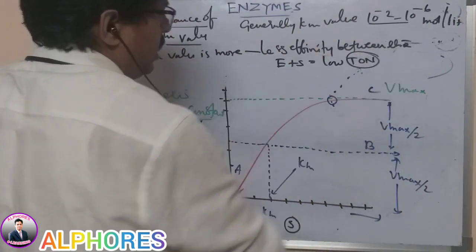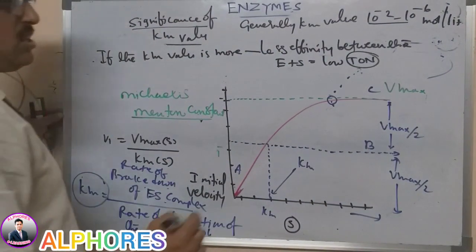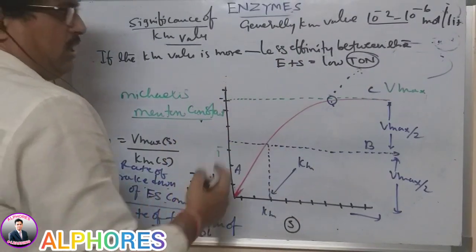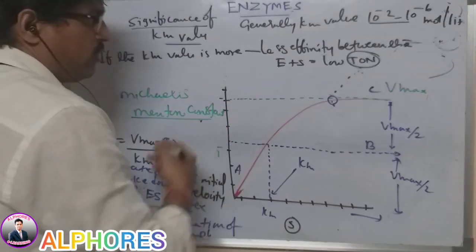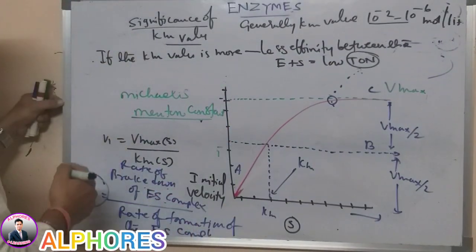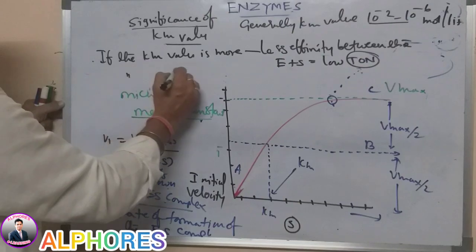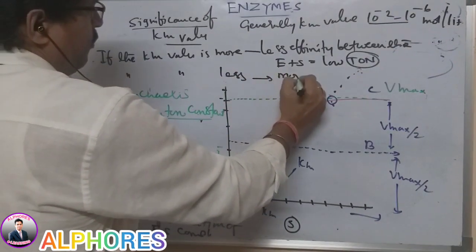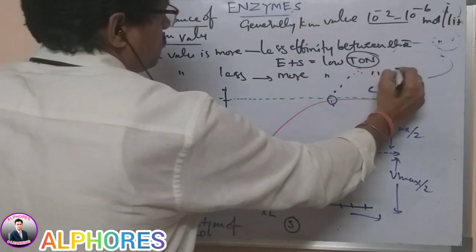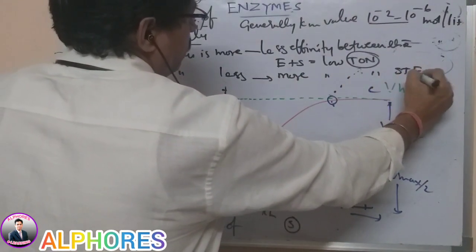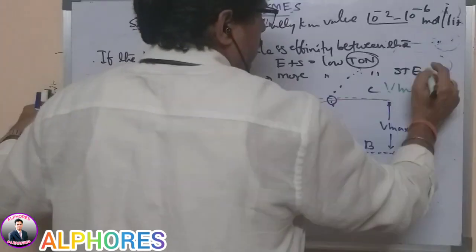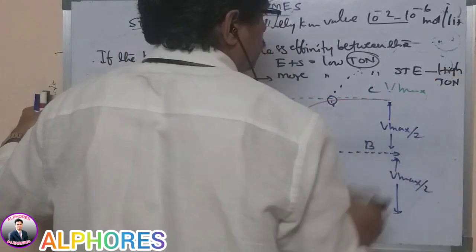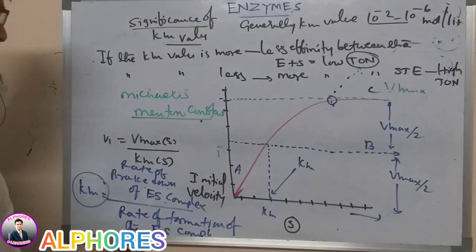TON, turnover number, means the number of substrate molecules converted into products in 1 second. Similarly, if the Km value is less, it means more affinity between the substrate and the enzyme, and it has a high value of turnover number. So this is the significance of the Km value.